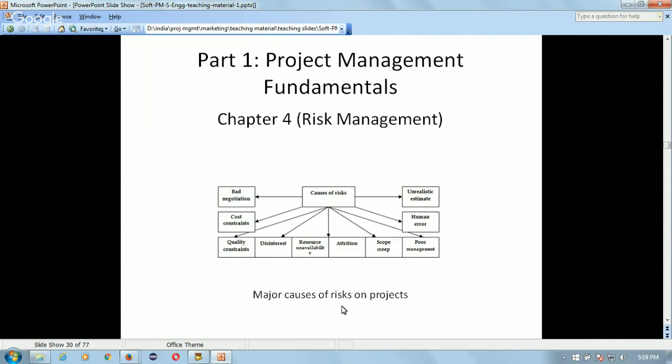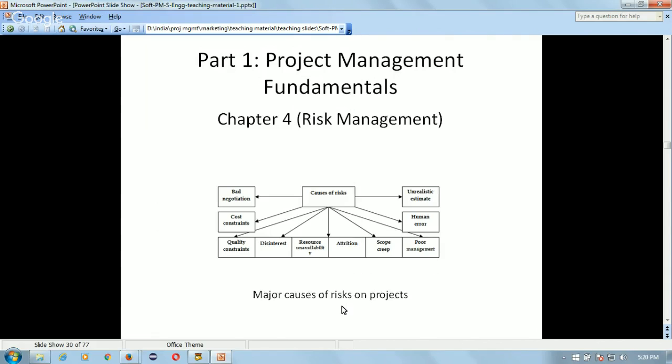Then here is a list of causes of risk on software projects. One is bad negotiation. Bad negotiation can happen when the project is in the initiation phase, when the project manager and his team have to provide the estimates, and the customer, on the other hand, will try to get things faster.